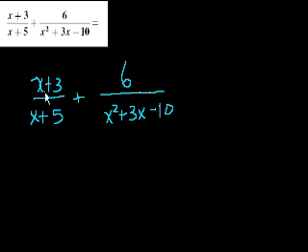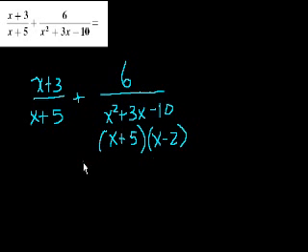When you add fractions, whether algebraic fractions or regular fractions, you have to find a common denominator. We have to find the least common multiple of the denominators here, but I have a suspicion that this x plus 5 goes into this. Let's see if I can factor this. What two numbers multiply to equal minus 10, and add to equal plus 3? 5 times minus 2 is minus 10, and 5 plus minus 2 is 3, so that works. It's x plus 5 times x minus 2. So this expression is actually our least common multiple.